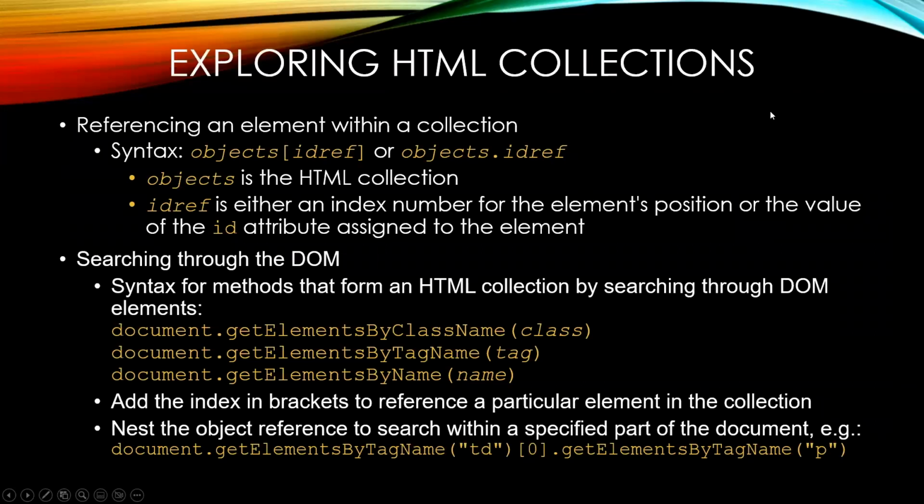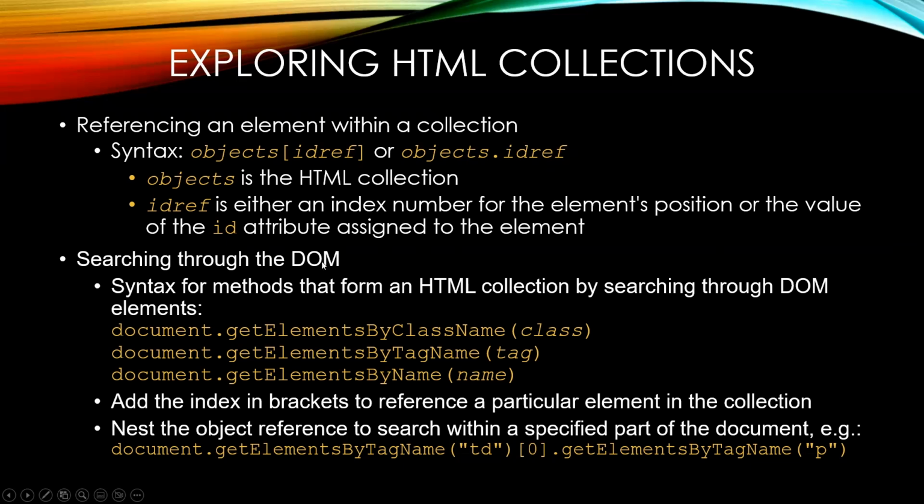We can reference an element within a collection. So we can either say objects and then an ID reference, or object.id reference. So the object is the HTML collection, and the ID reference is the index number for the position or the value of the ID attribute assigned to that element.